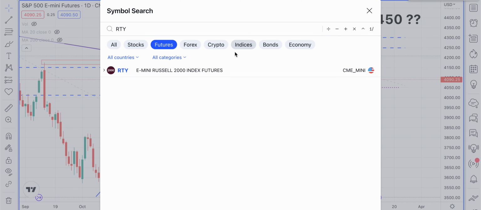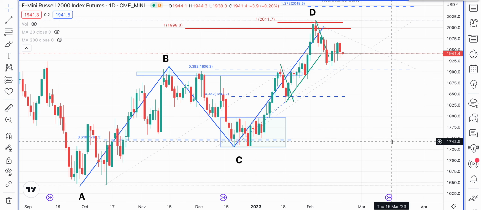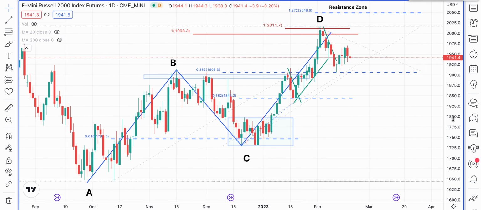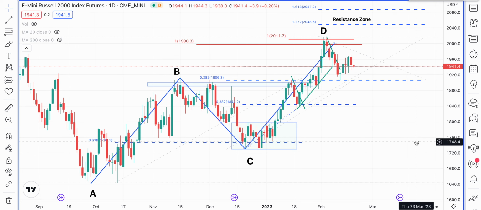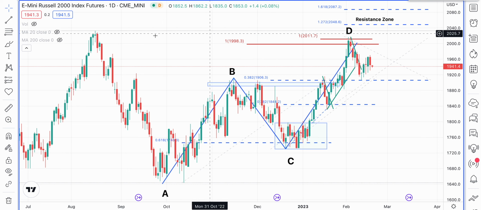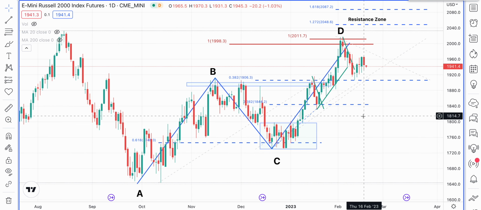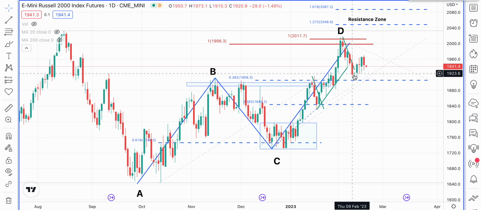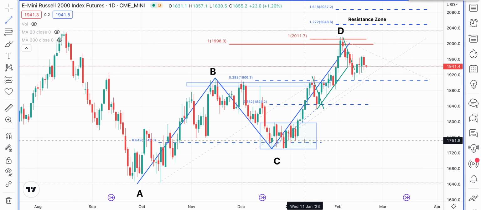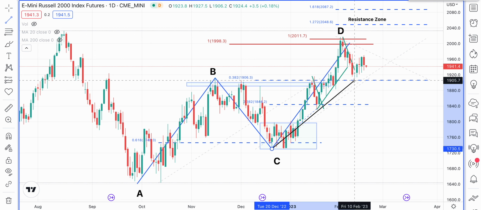Next one, we are going to take a look at the Russell 2000. So the Russell 2000 is a very interesting one. It had a very nice ABCD formation, right, very close to this double top. In fact, in my books, it is a double top. And then the price pulled back right into the 38.2% Fibonacci retracement of this CD leg right here.